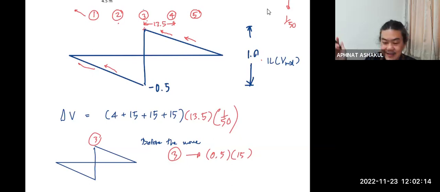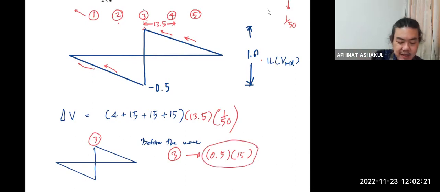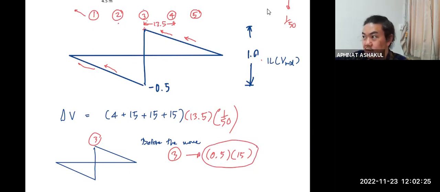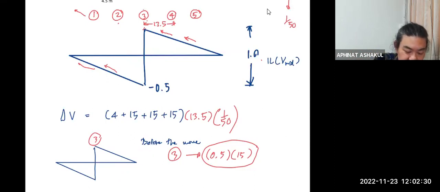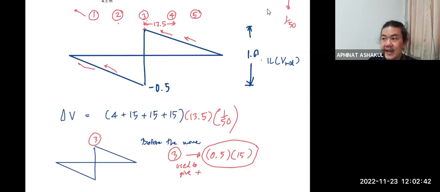So the effect is that the shear force at midspan will reduce by this much because load number 3 used to give you this, but now it's gone. So this is the first effect. We used to have a positive value this much. So the delta V will change in a negative way because this positive value is now gone.